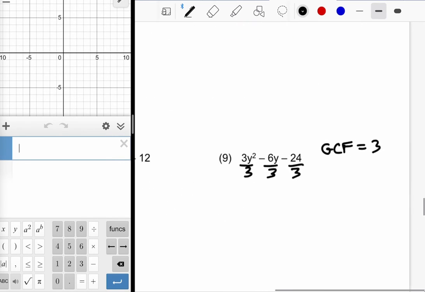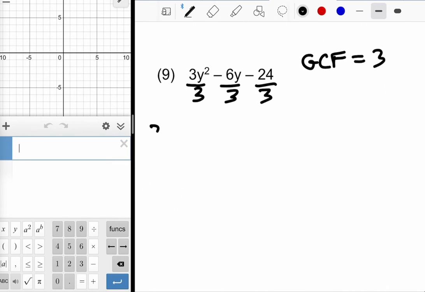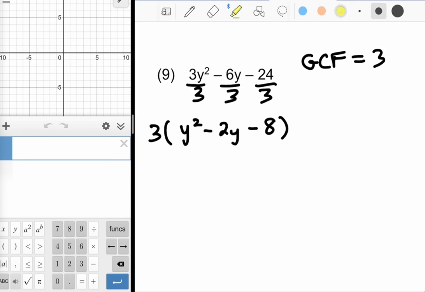Now I can zoom in. Hang on to the 3, which would give me y squared minus 2y minus 8. And now I'm going to look at this trinomial as if it's its own problem. So it's a new problem. So what do we do? The same thing we did before, except we don't have to worry about the leading coefficient, which is kind of nice.